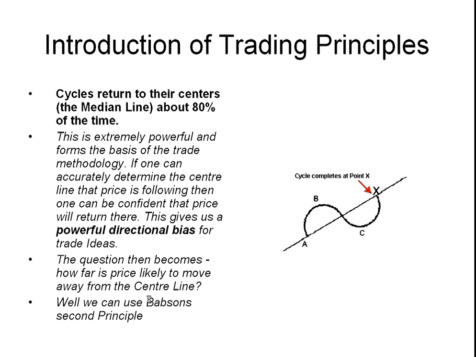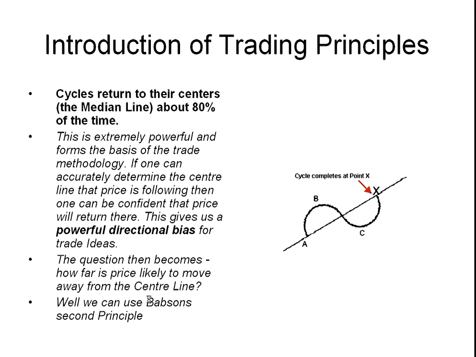And I've said here, cycles return to the centres, or the median line in this case, 80% of the time. Now it's very powerful. It forms the basis of our trade methodology. And if you can accurately determine the centre line, you can be confident that price is going to return there. And because you can be confident that it's going to return to the centre line, or the median line, it gives you a powerful directional bias for your trade ideas. Now the only gotcha you have here is that you have to accurately identify the correct centre line.